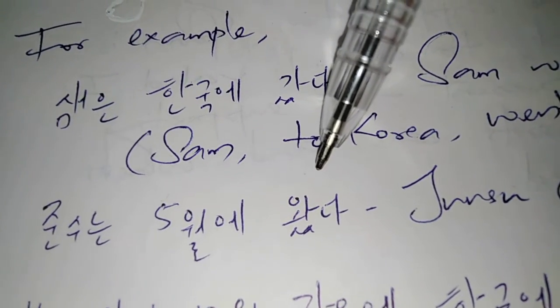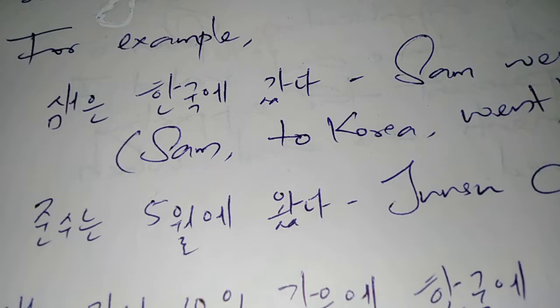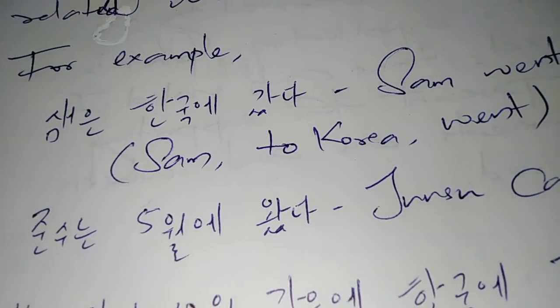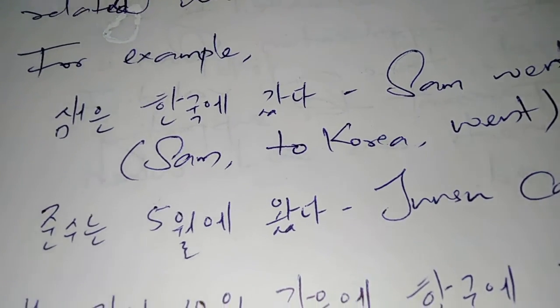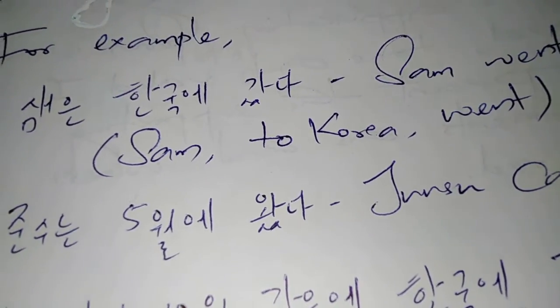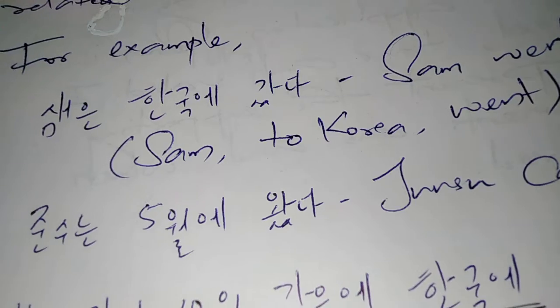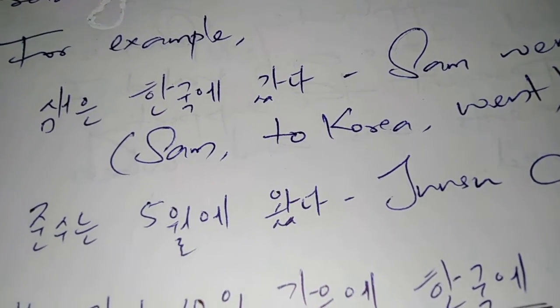So 준수 came in 5th month. So you need to know the number of the months to say those months in Korean. So now here 5th month means May. So 준수 came in May. That's what is written here.